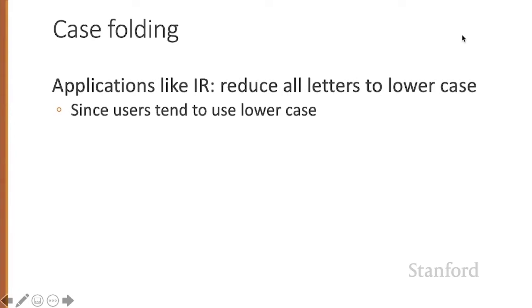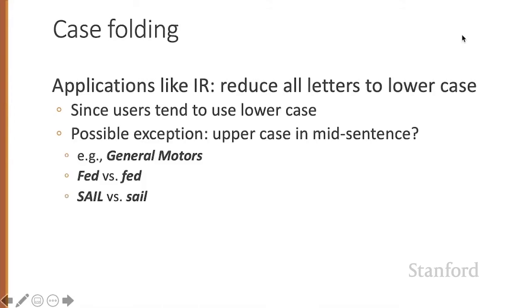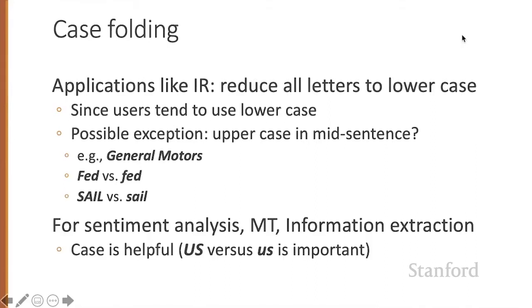So for example, in information retrieval, it's very common to reduce all the letters to lowercase. Users typing in a search engine will use lowercase. So if we're going to match what the users type to some corpus that they're searching, it's safe to map to lowercase. One possible exception, perhaps if the user types in uppercase in the middle of a sentence, then we might want to use that information to help us decide how to search for the text that they're looking for. But for most NLP applications, for sentiment analysis, for information extraction, for machine translation, case really matters. So the string US is very different if it's uppercase than if it's lowercase in English.